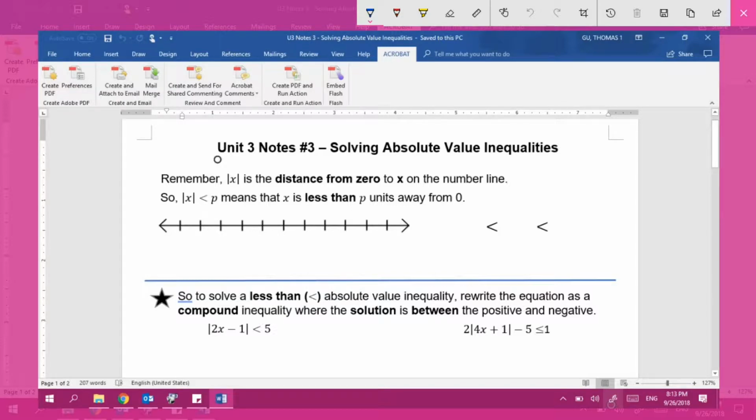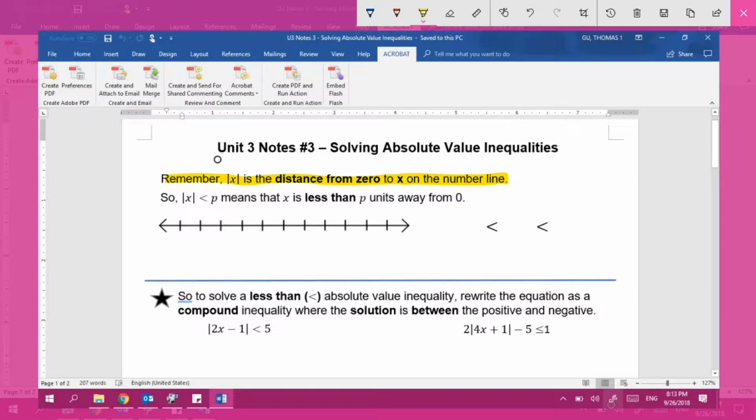Today, Unit 3, Notes number 3, and it's going to be all about our final topic before our Unit 3 test, solving absolute value inequalities. All right, first, remember, the absolute value of x is the distance from 0 to x on the number line.